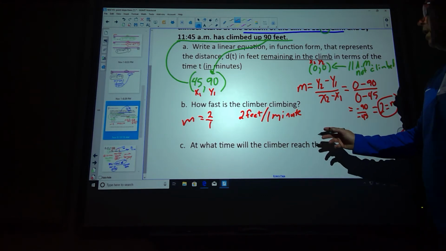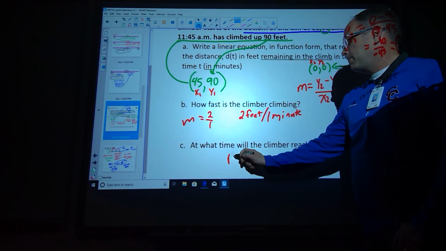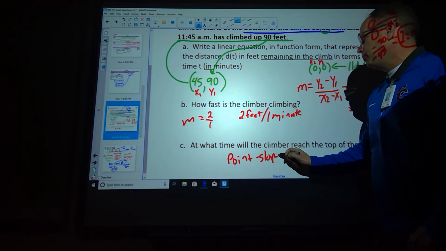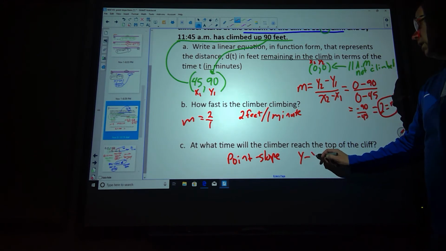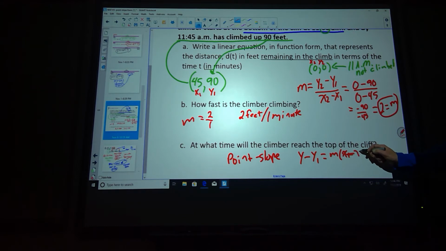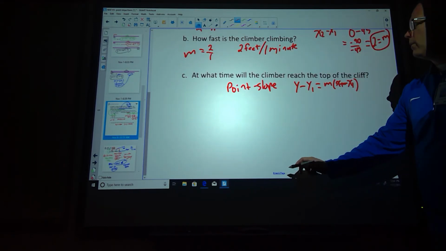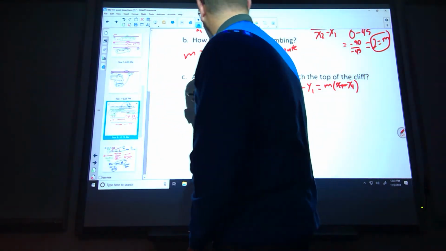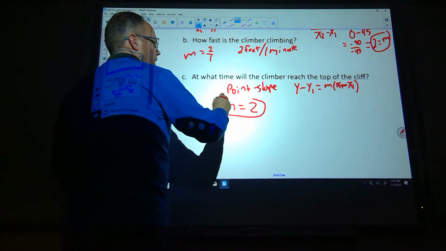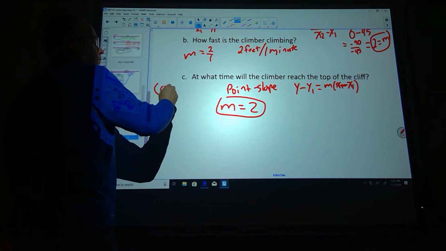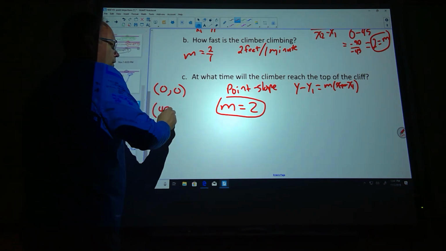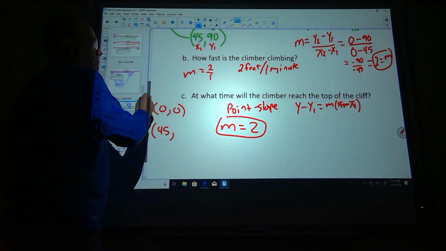All right, let's find the equation. So I'm going to use point slope. We can figure this out. Point slope is y minus y1 equals m times x minus x1. I have 2 different points given. I know that my slope is 2, right? We just found that. But then I had our starting point, 0, 0. Agree? And I had the other point, which we called 45 comma 90.